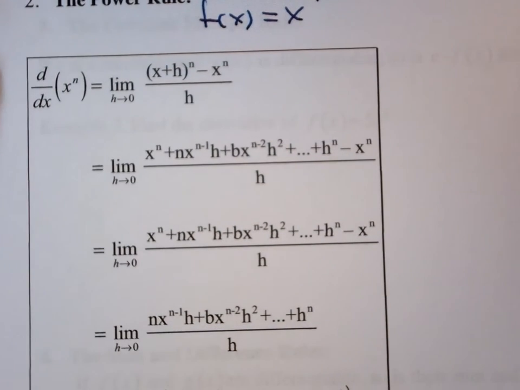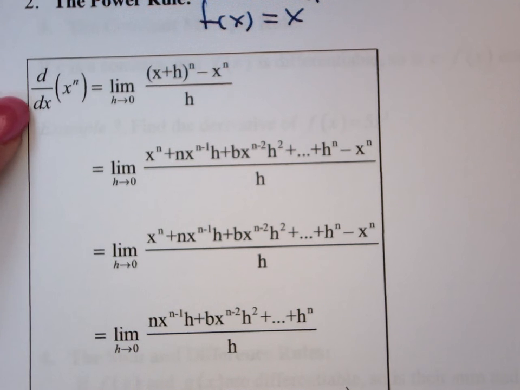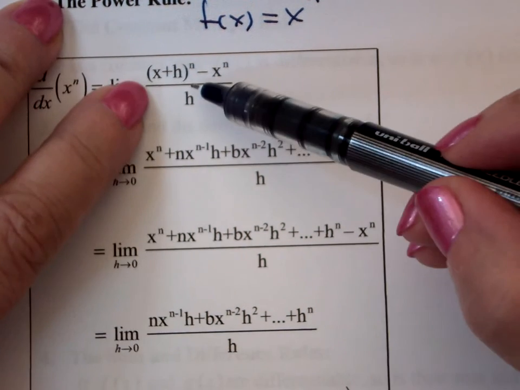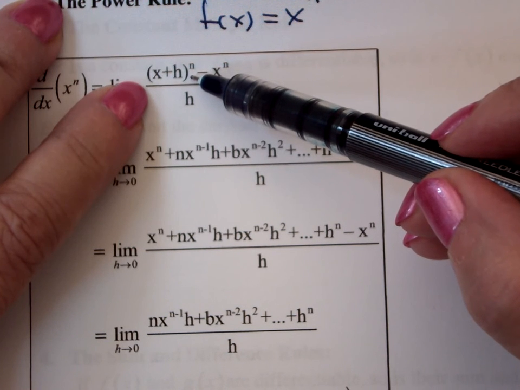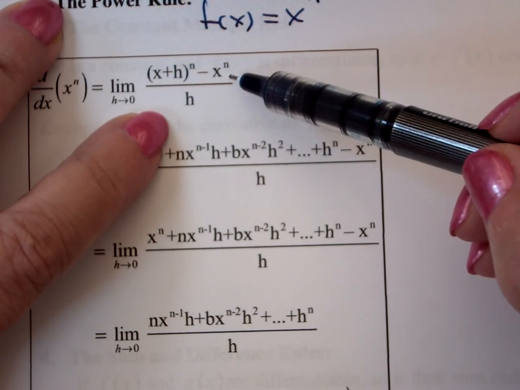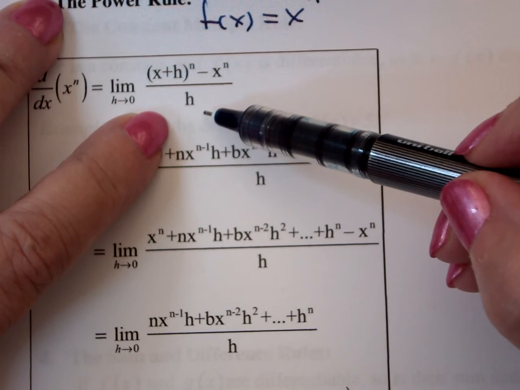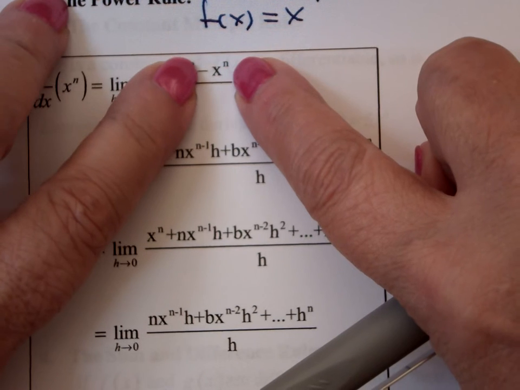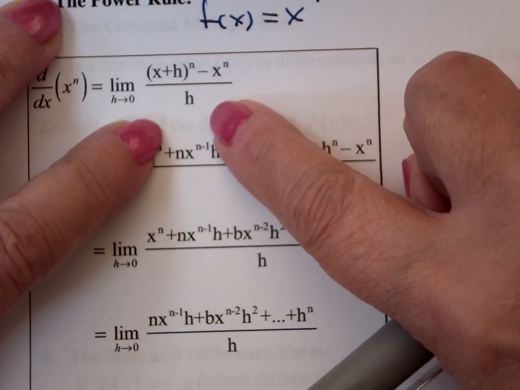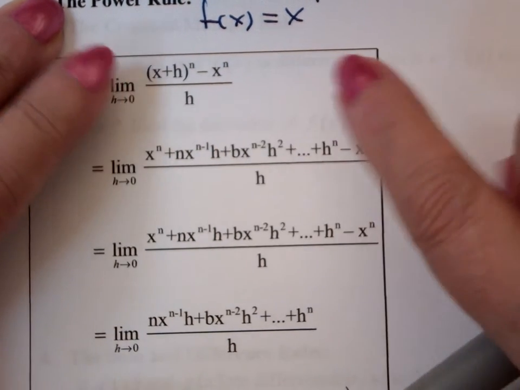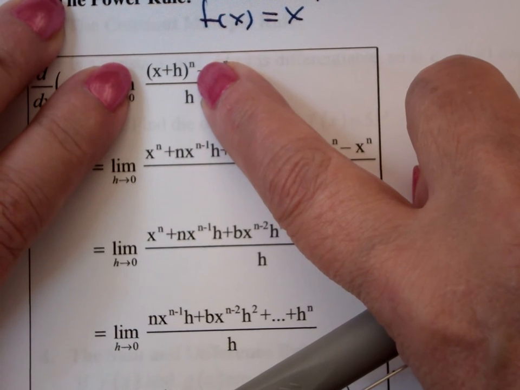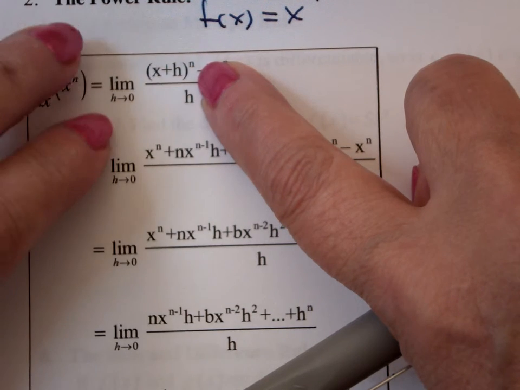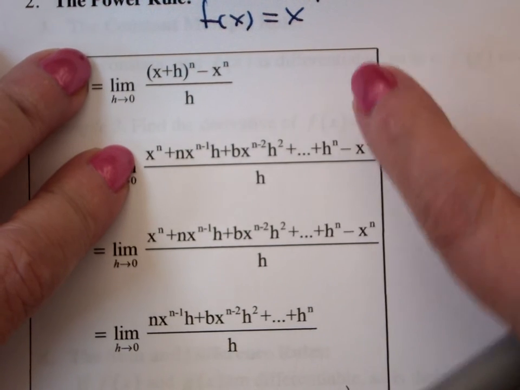Using the definition of the derivative with respect to x of x to the n, it is the limit as h goes to 0 of f of x plus h minus f of x all divided by h. Now, I have to expand this. And to do that, I use something called the binomial theorem.